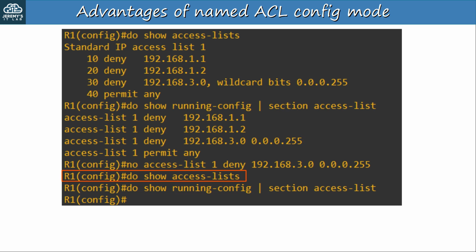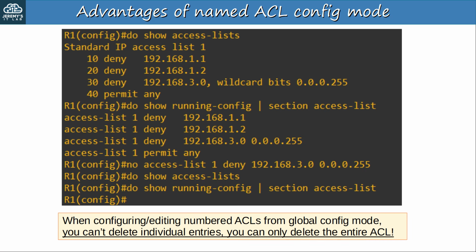I checked with show access lists, but nothing appears. Just to make sure, I checked the running config, but again, nothing was displayed. I deleted that entry, but I didn't just delete that entry. I deleted the whole ACL. When configuring or editing numbered ACLs from global config mode, you can't delete individual entries. You can only delete the entire ACL.